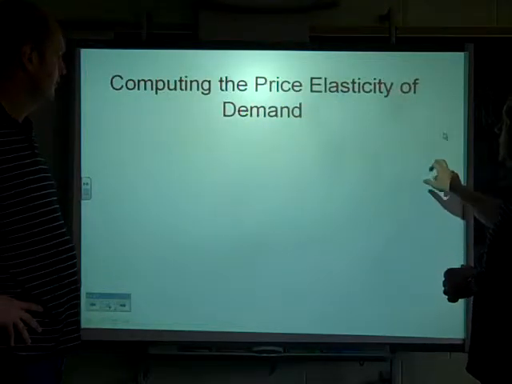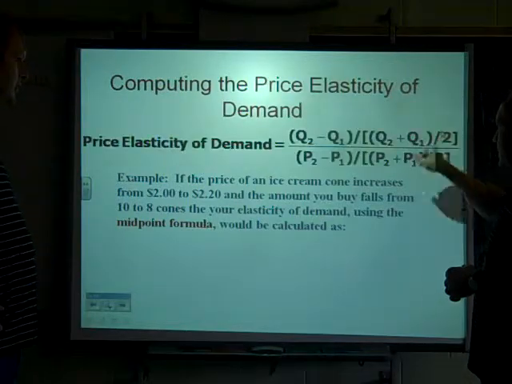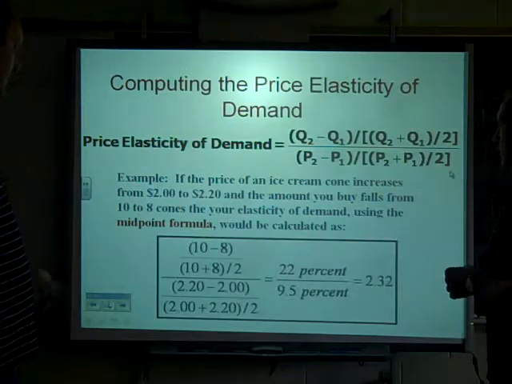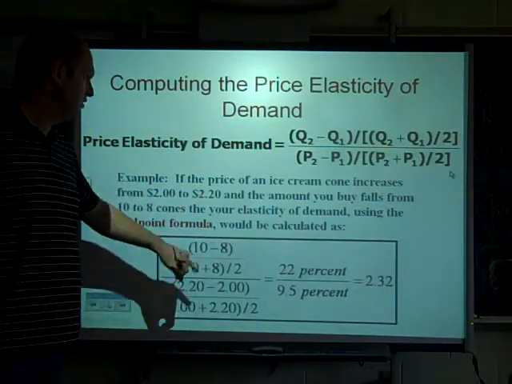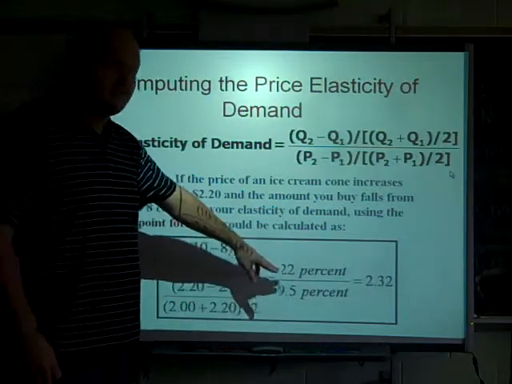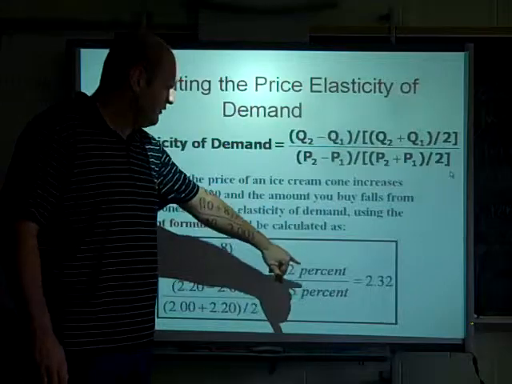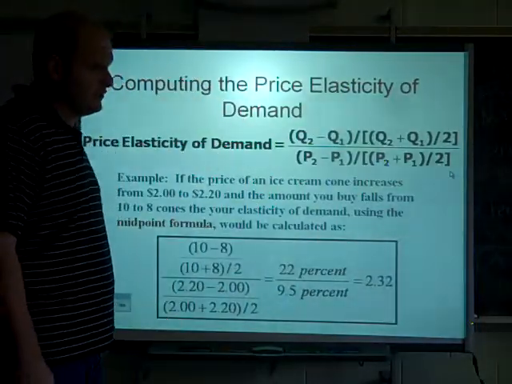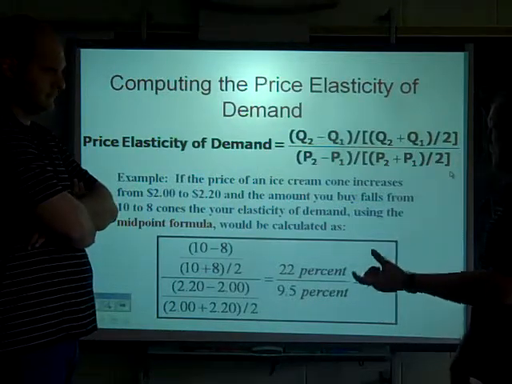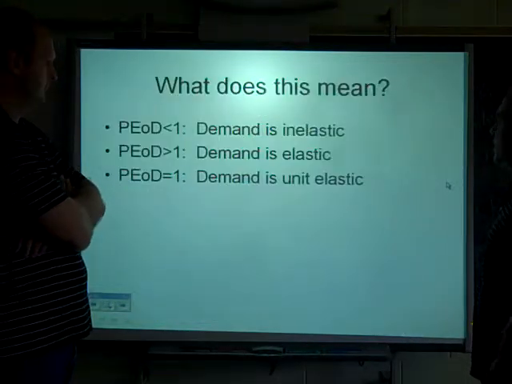We got to know. So if we come up with the same problem, there's our ice cream. And we see our midpoint formula. Again, Q2 minus Q1 over Q2 plus Q1 over 2, all that over the price. You notice that our numbers are different, but not all that far off from when we did the ratio method. And we come out with a decimal answer of 2.32. So what we've seen here is that our coefficient, while close, clearly our last one wasn't as accurate. So what we have to think about now is what these coefficients mean.